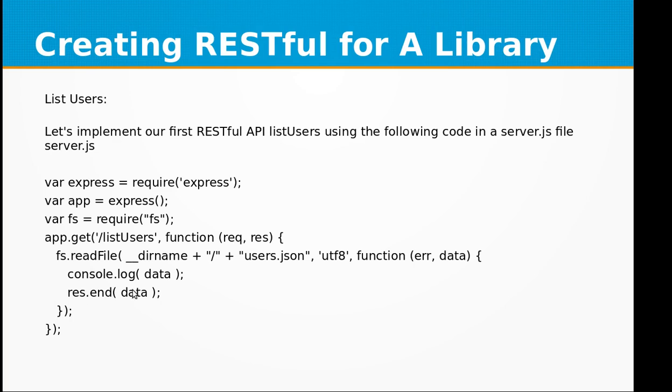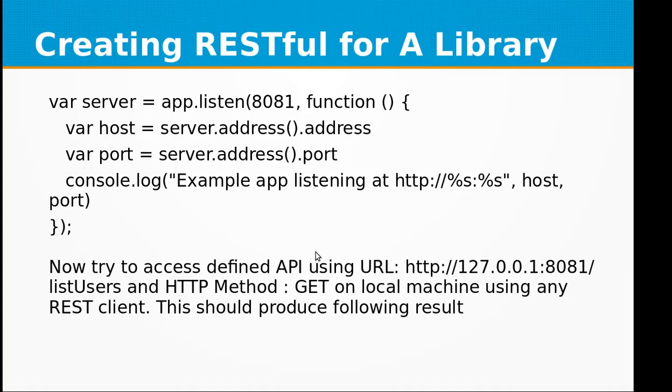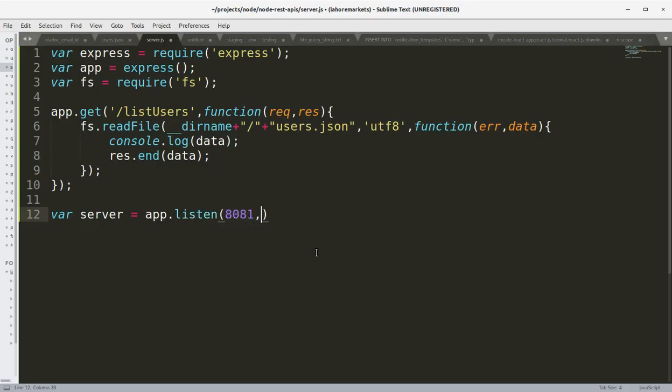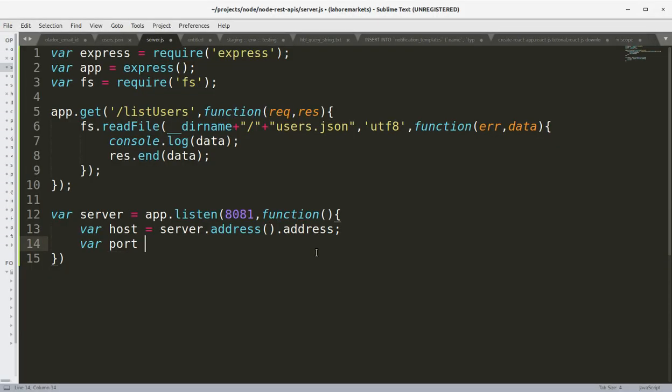Let's save this file. On the next screen, then we need to create the web server object. Server equals app.listen, let's use the 8081 port, function. Let's create the host object. Server.address. This gives us the host string. Then we have the port. Let's get the port of the server, and this is the port.